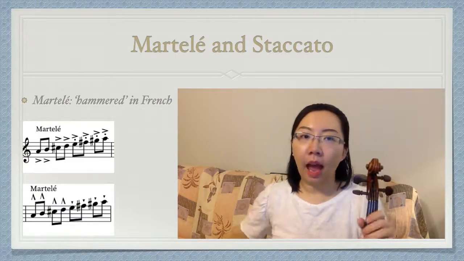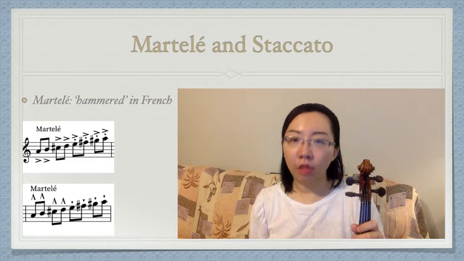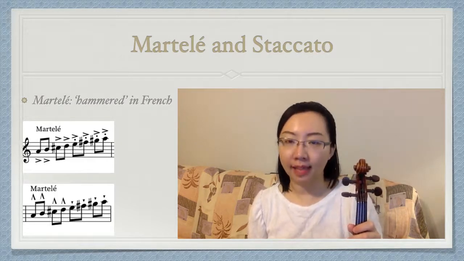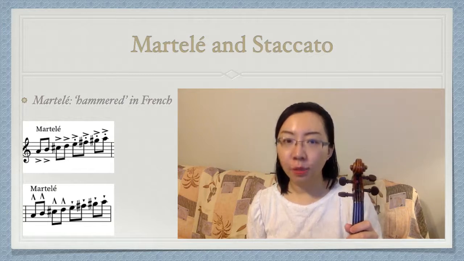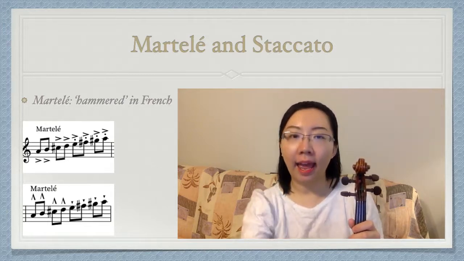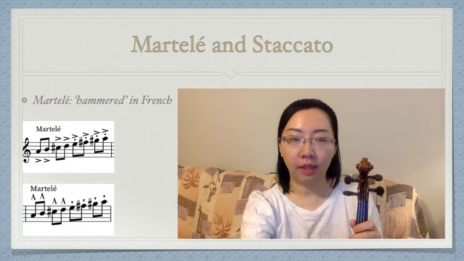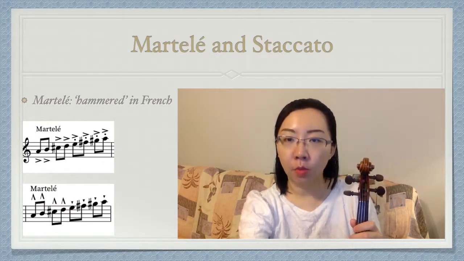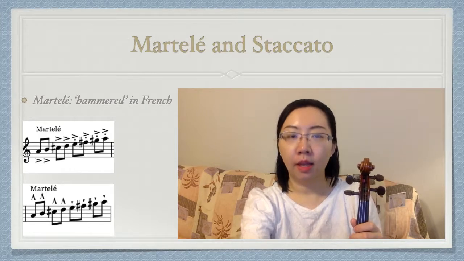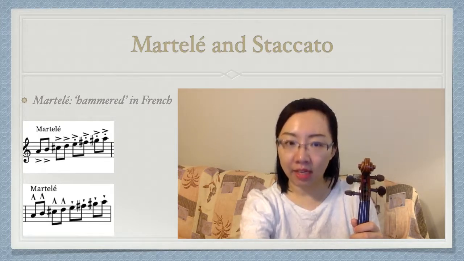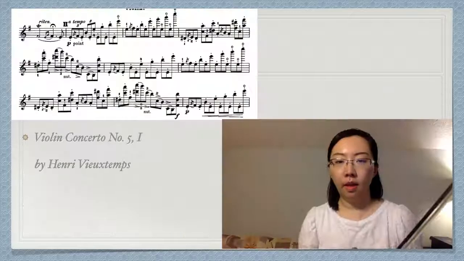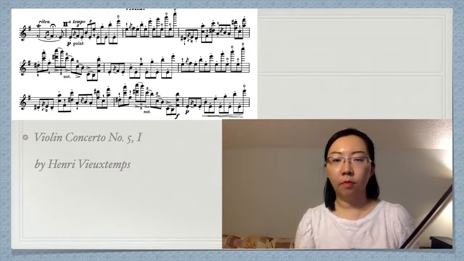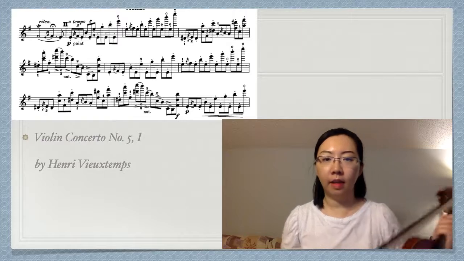Lastly, play Martelé with string crossing. Rode number 1 caprice is a good exercise. Practice without the trills first, and then add the trills. I suggest you play with the metronome from slow to fast tempo. I suggest from 70 to 120. Here is an example of the first movement from Violin Concerto number 5.